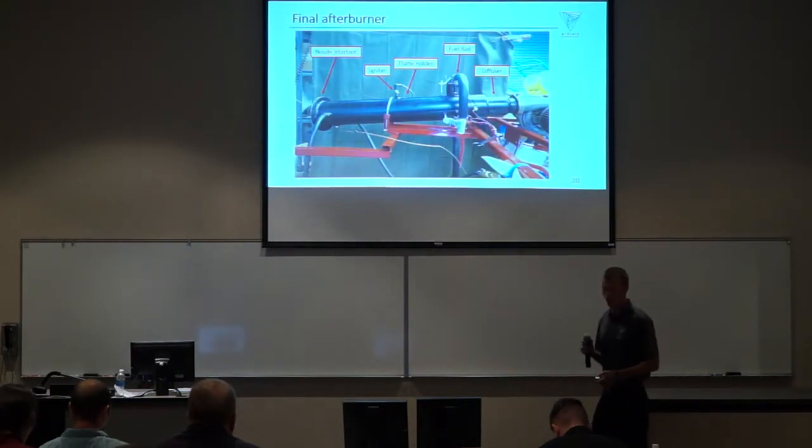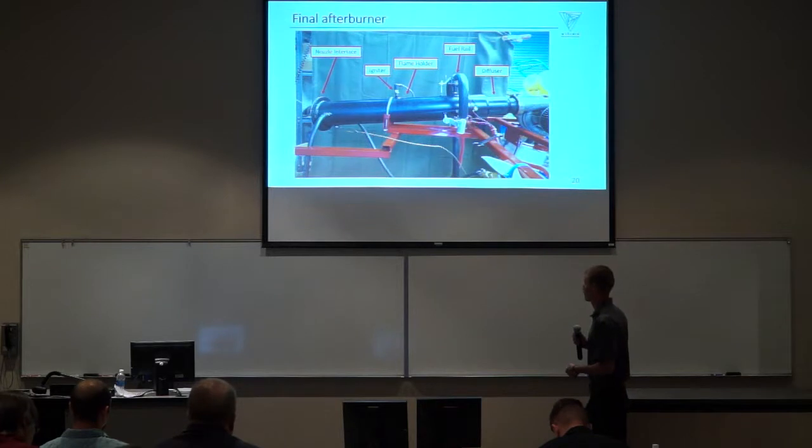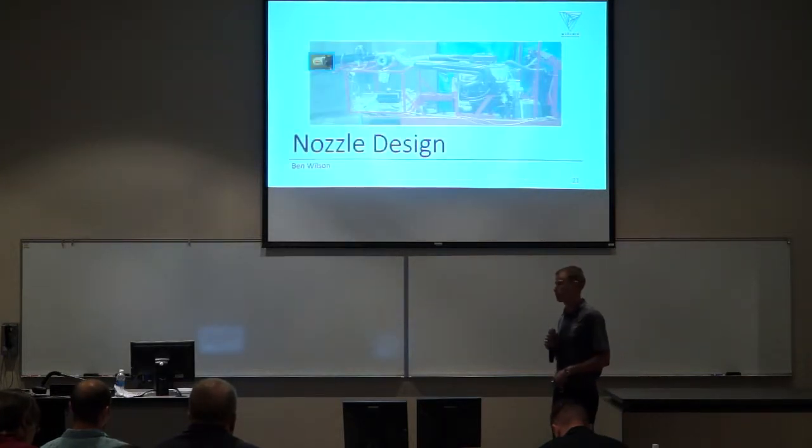Here's an image of our final afterburner. From the right to left is the diffuser next to the fuel rail. The flame holder and igniter are immediately after, and then lastly, the nozzle interface flange. I'll now pass it up to my teammate, Ben Wilson.